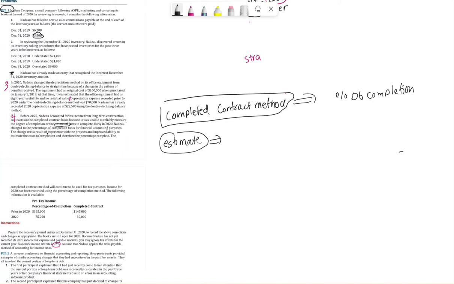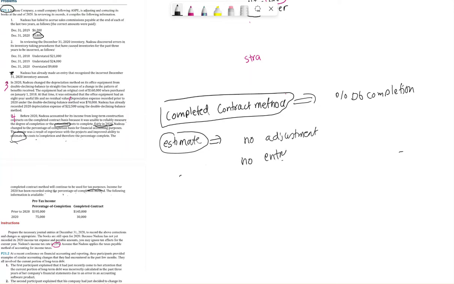The change was the result of experience with the projects and improved ability to estimate the cost to completion, and therefore the percentage of completion. So they're using it so they can estimate the cost better. The completed contract method will continue to be used for tax purposes. Income for 2020 is recorded using the percentage of completion method. Since this was done at the beginning of the year, no adjustment is needed, so no entry is required.